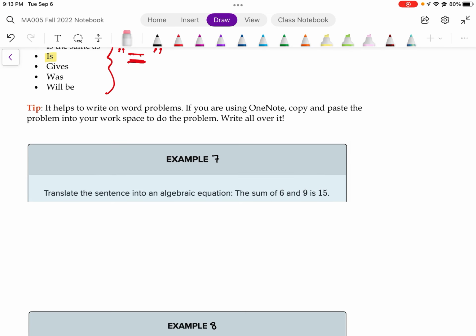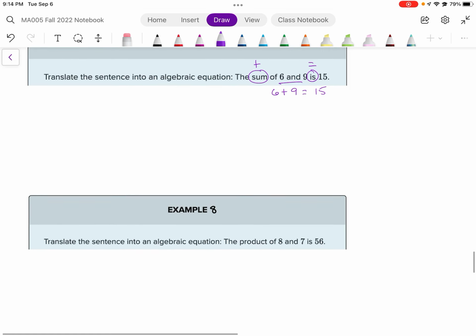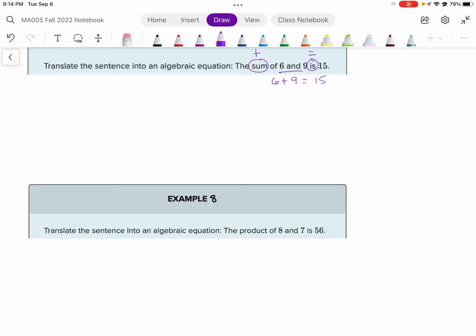All right, so we need to translate these into algebraic equations. Let's take this one thing at a time. Sum means plus, is means equals. The sum of 6 and 9 means we're going to say 6 plus 9. Well, is means equals, and 15. Oh, look at that. We got it. 6 plus 9 is 15. The sum of 6 and 9 is 15. So you've got to just step through it one word at a time, circle things, underline things.